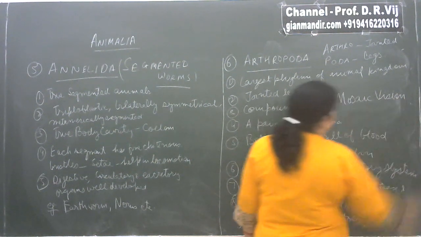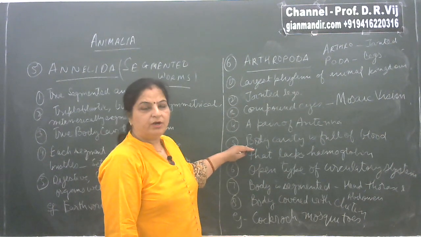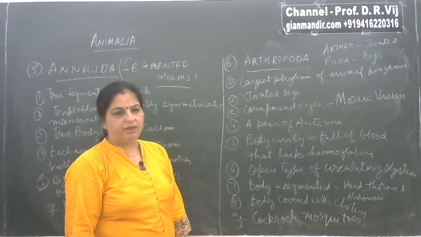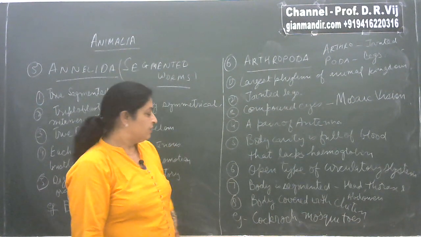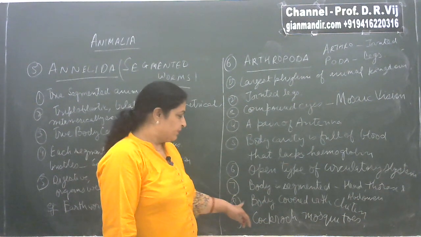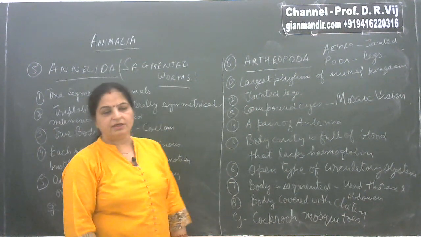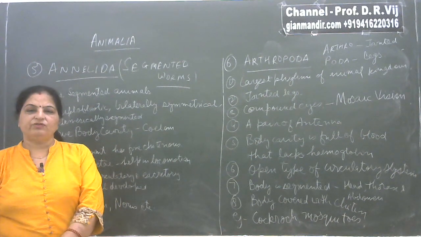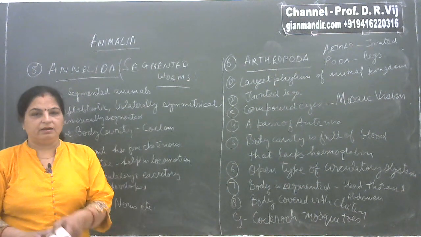So compound eyes that provide them the mosaic vision, they have a pair of antenna, and the body cavity is full of blood, and that blood is not having any hemoglobin. Why the body cavity is full of blood? Because they have an open type of circulatory system. Body is segmented into 3 parts, head, thorax and abdomen, and body is covered with chitin. And here the examples you can see, all insects, mosquitoes, houseflies and butterflies, cockroaches and a long list that comes under this category, right?